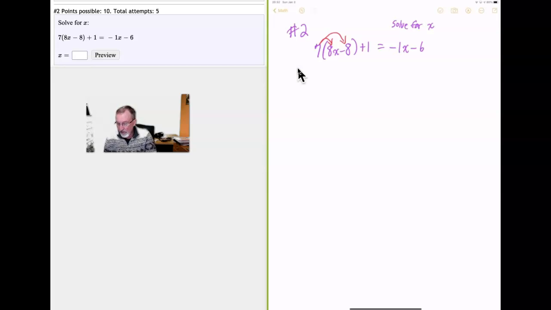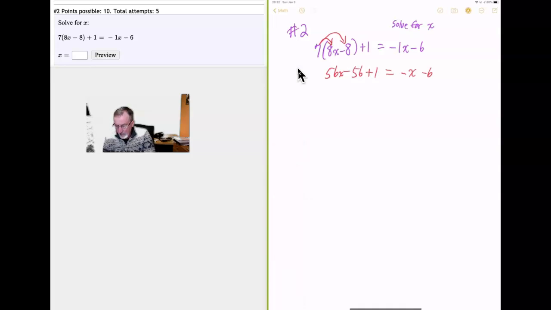We'll distribute the 7 over those two elements. 7 times 8x, 56x minus, so we got negative 8 times 7, so that's negative 56. Oops, I forgot my x. So 56x minus 56 plus 1 is equal to negative x minus 6. So I'm going to leave the 1 out because that's more normal. And now we're going to combine like terms in the next step.